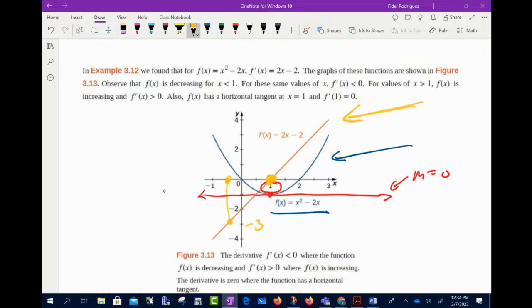Isn't the y value right here 0? Does that make more sense? Okay, good. We're gonna do one more, okay? We're gonna do one more. So look, we're gonna pick another.